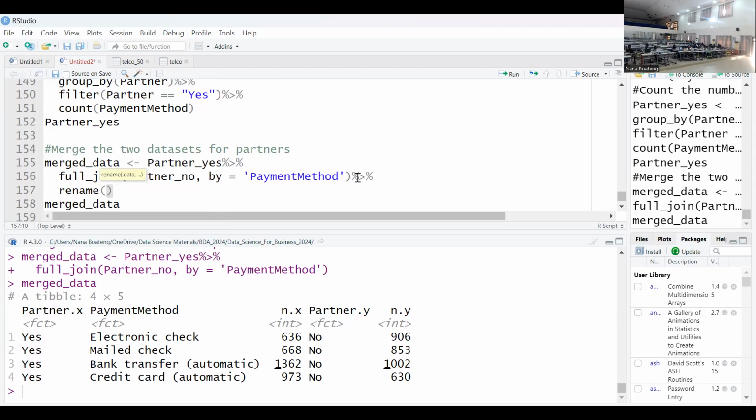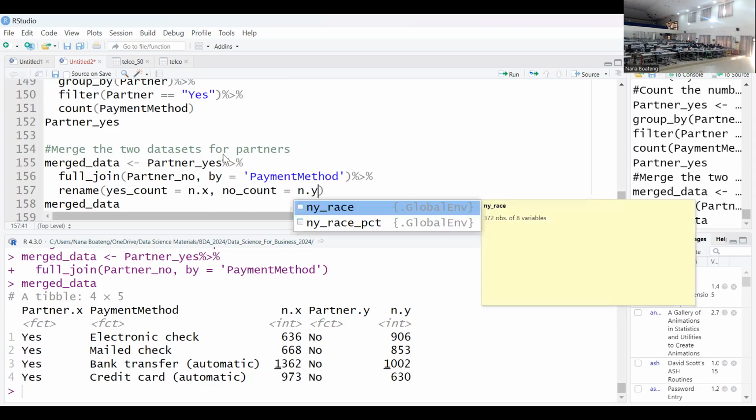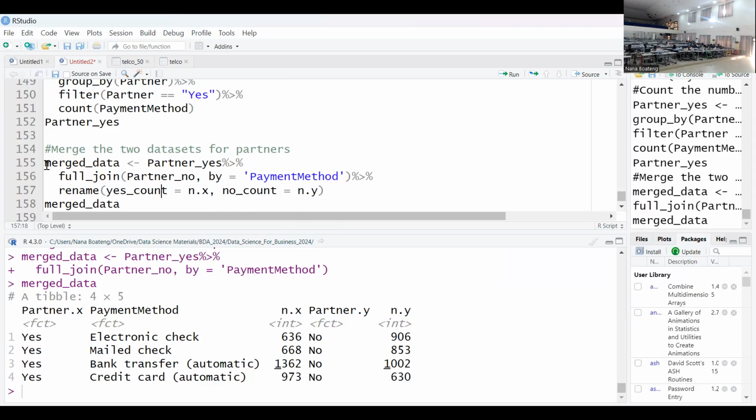So what we want to do is to replace the yes count. Yes count is equal to n.x, okay, and then the no count should replace n.y, okay. Let's run it again.